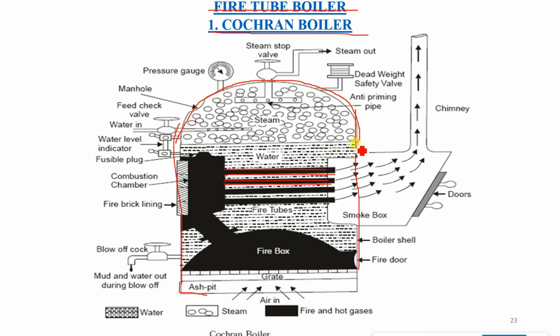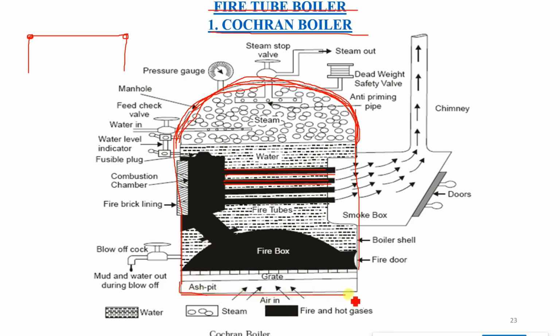Its crown, the upper portion, is hemispherical. The purpose of keeping it hemispherical is that it can withstand high pressure. Suppose its top is flat, not hemispherical. Then there can be a chance of leakage at the joints at high pressure. But the hemispherical crown can withstand high pressure, so it can produce steam at a high pressure also.